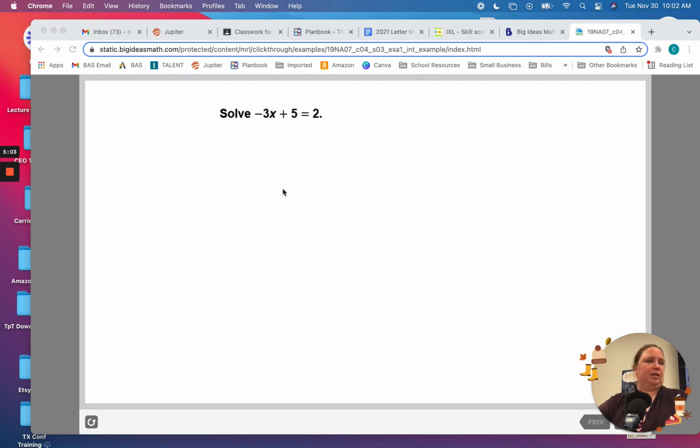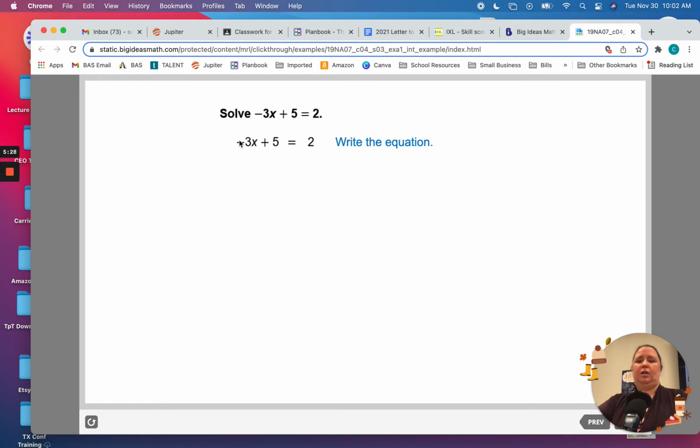All right, so let's look at example 1. Put this in your journals. We're going to solve negative 3x plus 5 equals 2. Okay, so you're solving for what here? What are we trying to get all by itself? The x. We're solving everything away from the x. So rewrite the equation. Put this in your journal.